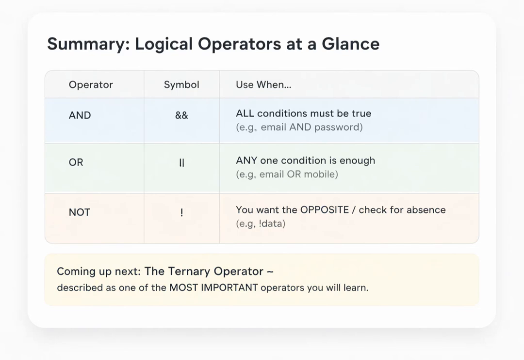So to bring the logical operators together, AND requires all conditions to be true, OR requires at least one condition to be true, and NOT simply flips the value. These three operators appear constantly in real programming, in login systems, form validation, data checks, and much more. The instructor points out that while these might seem abstract right now, their practical importance will become very clear as you start building real features.